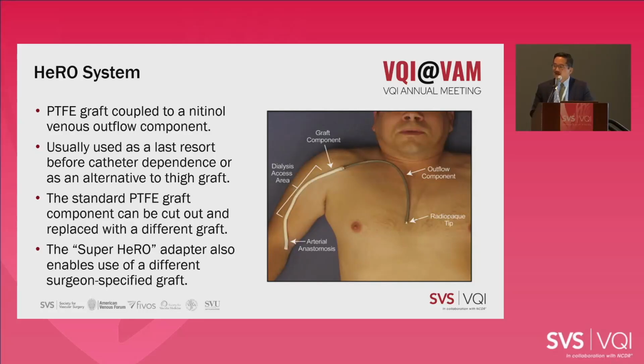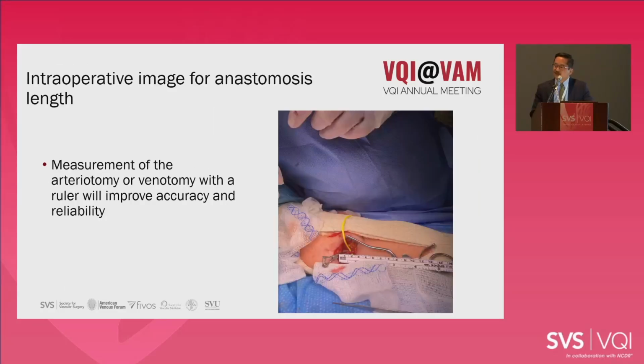The standard PTFE graft can be cut out and replaced with a different graft. This is an option when the HERO system is chosen as the access of interest in the VQI. There's also a Super HERO adapter, which enables use of a different surgeon-specified graft, and I believe that's also part of the module as well.